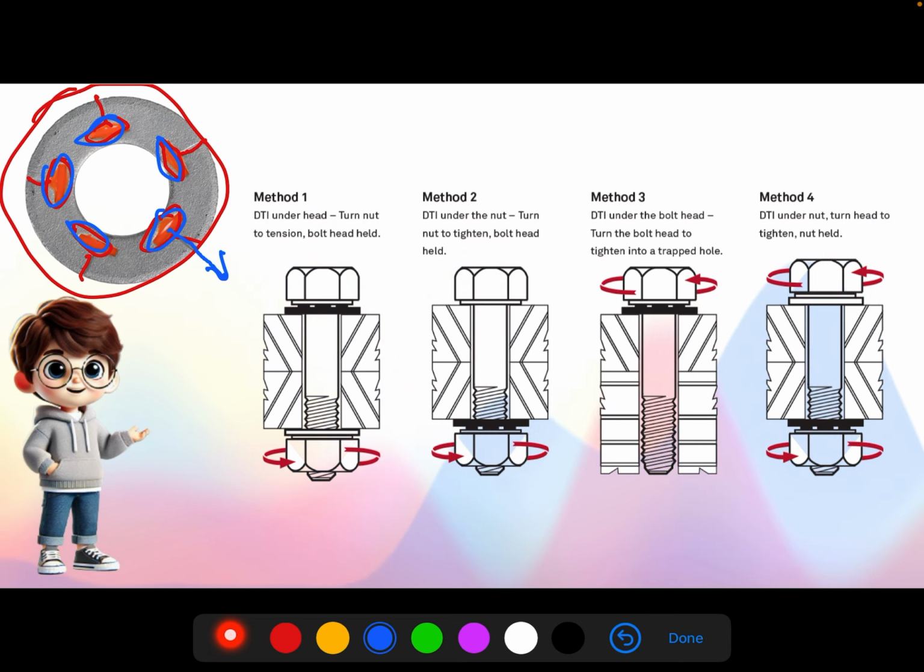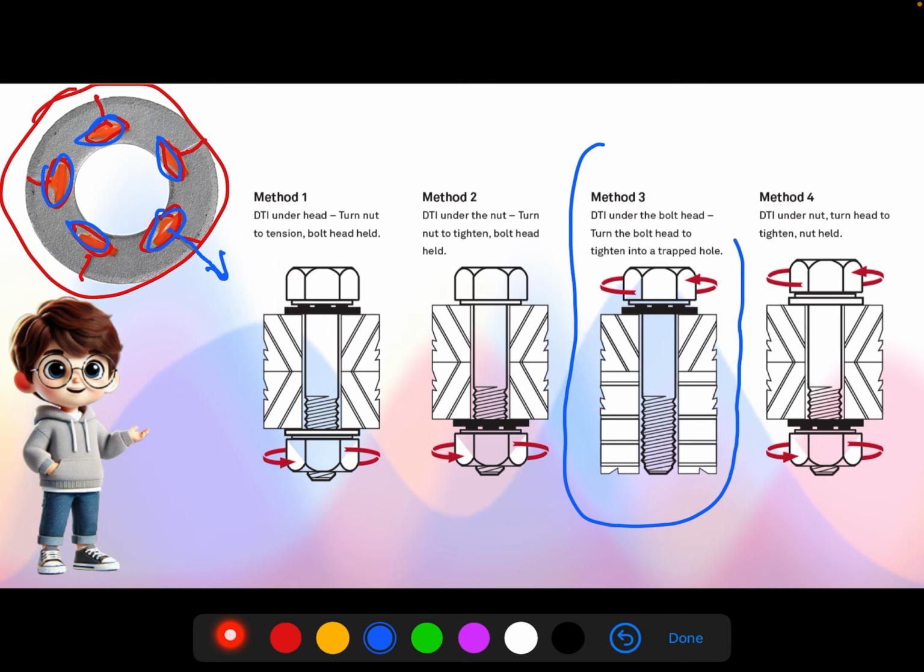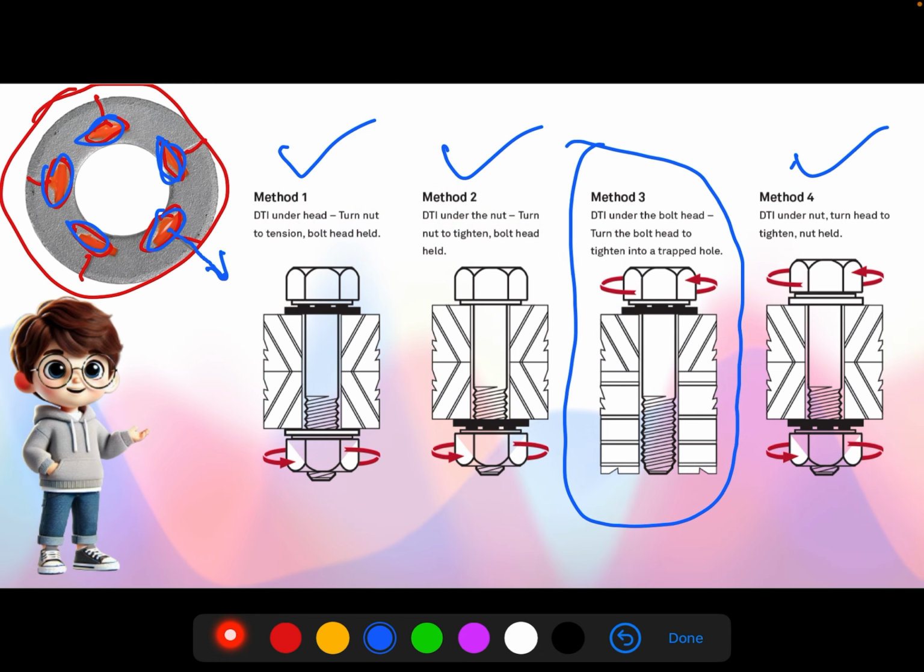Now there are 4 methods of placing DTA washer. So this method we will use in case of hollow bolts, or when we are applying bolt to HSS surface, you can insert the bolt but you can't tighten the nut because HSS is a hollow member and you can't access the inside surface of HSS. These protrusions are there, right? These protrusions are very delicate.